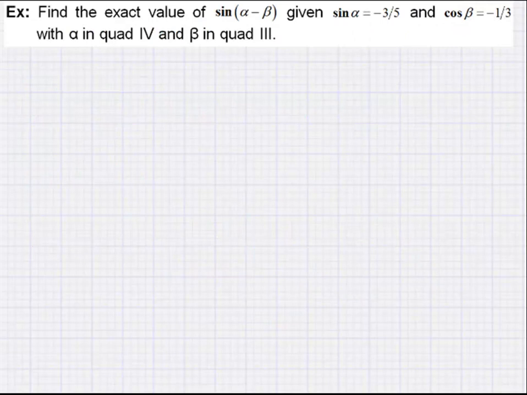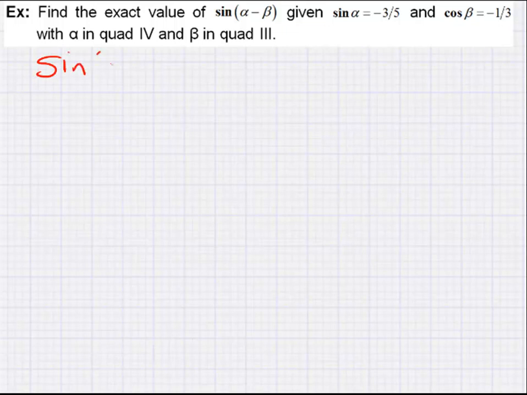Alright, here's another one. The purpose of this is just to get you more practice with these identities. So, find the exact value of sine of alpha minus beta, so this difference, given that sine of alpha is negative 3/5, cosine of beta is negative 1/3, alpha is in quadrant 4, beta is in quadrant 3. So, think about, first, what would we do here?